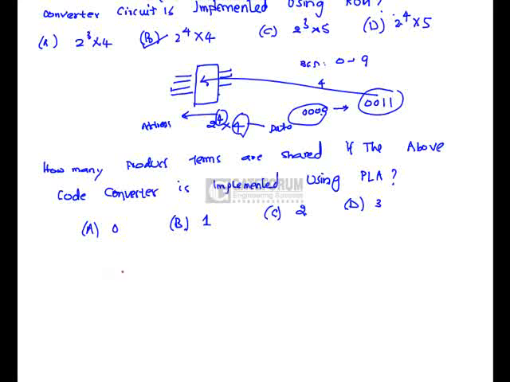Here, first of all, I am taking the BCD code variables as A, B, C, D, and the XS3 code as W, X, Y, Z.